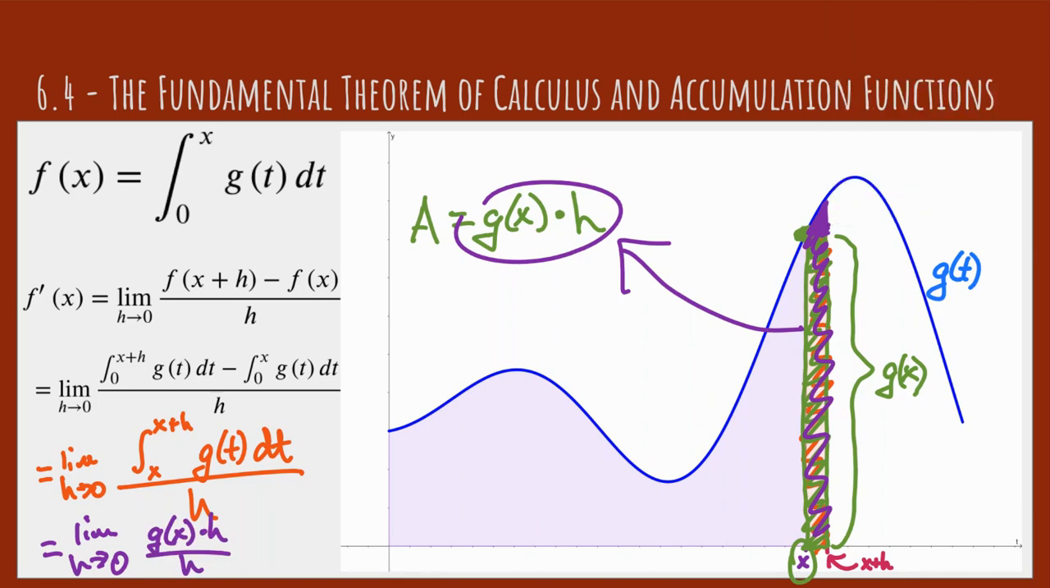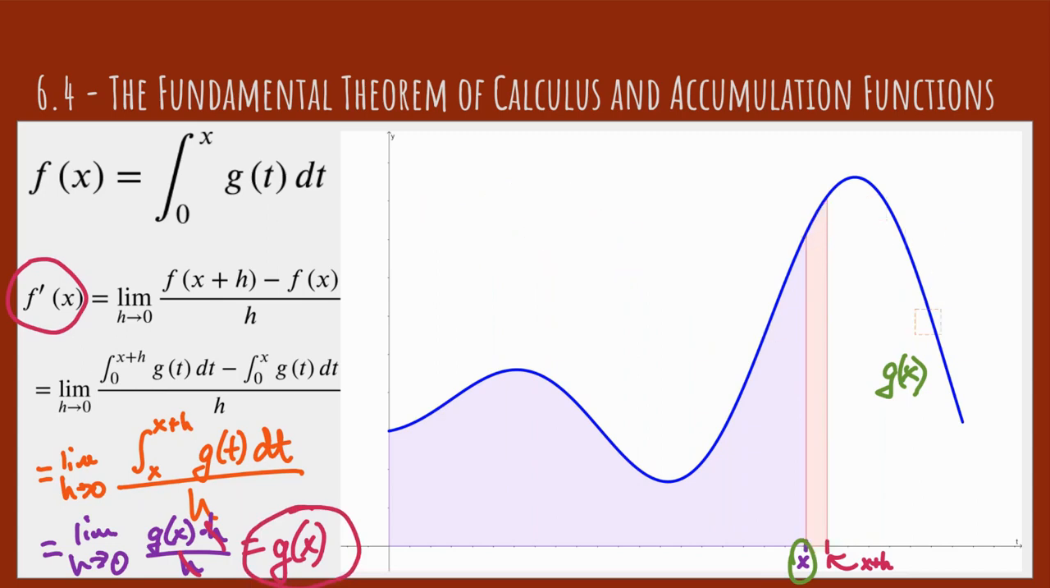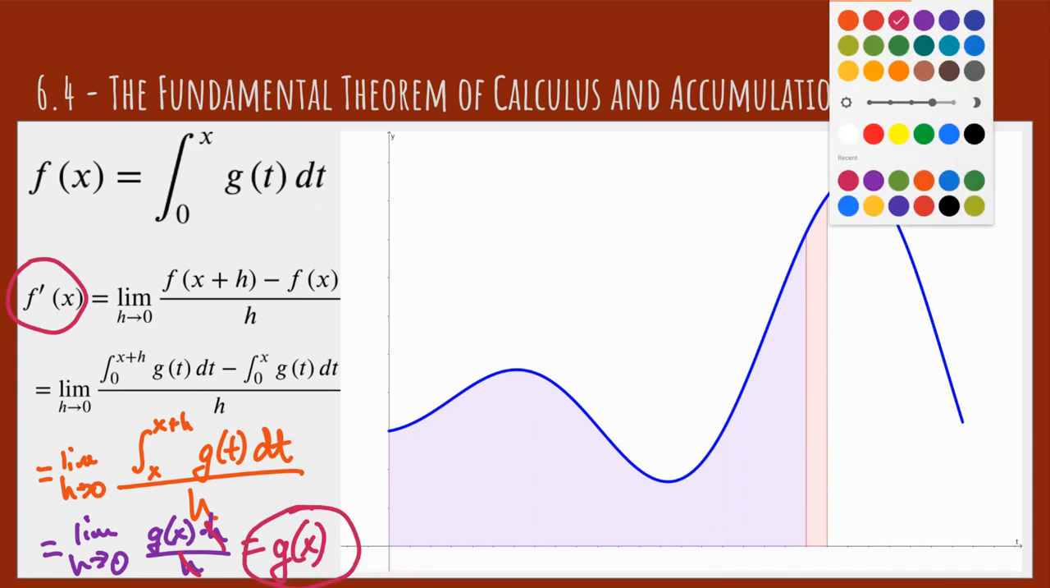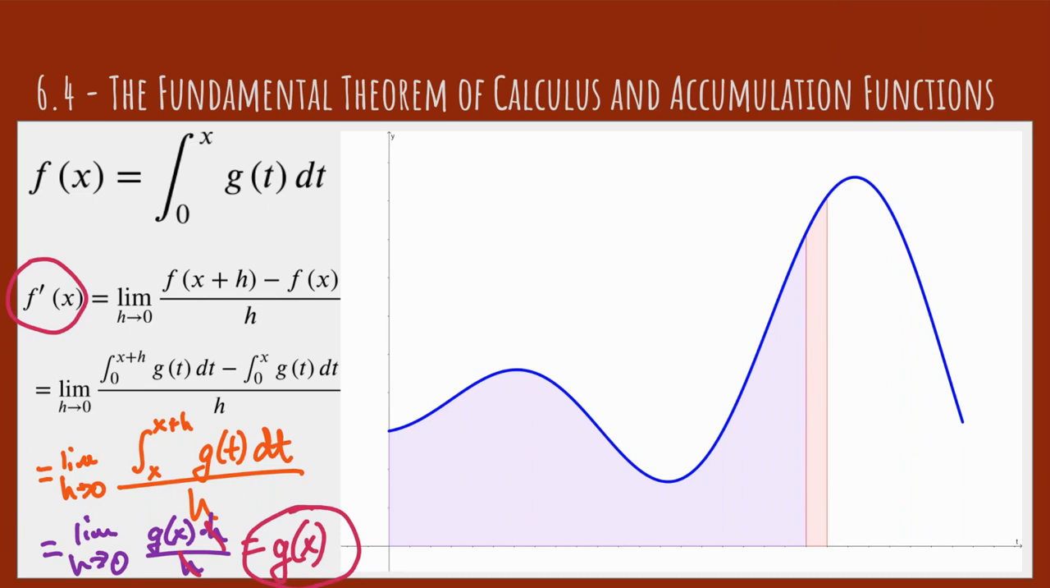Now, at this point, we can do some algebraic manipulation, cancel out the h's, and this is just going to be equal to g of x. So this is actually a really important result here. What that tells us is the derivative of f of x at any point is just given by the function g of x. If I clean up my graph here, I want to point out I don't have the graph of f of x here, but if we were to graph the function f of x, then the derivative of f of x at this point x is going to just be given by the value of the function itself.